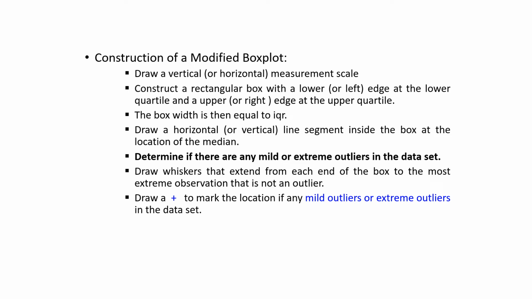So construct the modified box plot. On the horizontal measurement scale, construct the box with width equal to IQR. Draw a vertical line segment inside the box at the location of the median. Determine any mild or extreme outliers in the data. Draw whiskers extending from each end of the box to the most extreme observation that is not an outlier. Draw a plus sign to mark the location of any mild or extreme outlier in the data set.